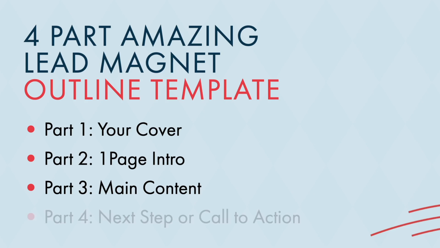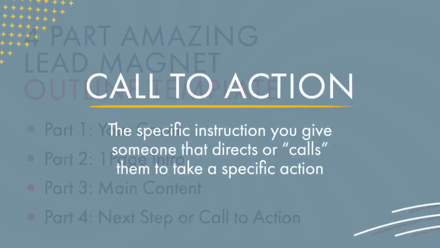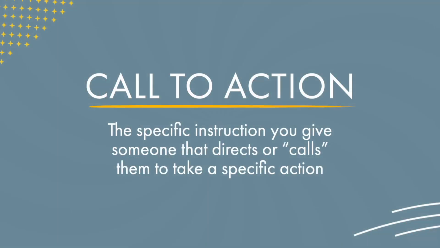Today, you're going to outline part 4 of your lead magnet, your next step, or the specific action you're inviting your leads to take, which will turn them from a casual subscriber consuming your lead magnet into an active prospect interested in continuing their journey with you. You're going to make what's called a call to action, or CTA. And as it sounds, a call to action is the specific instruction you give someone that directs or calls them to take a specific action.